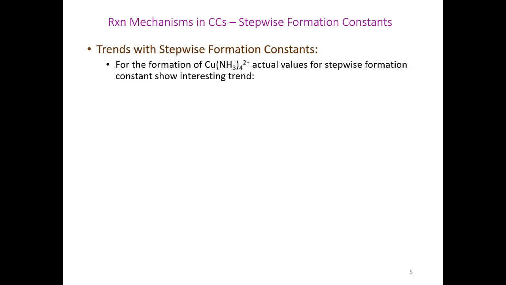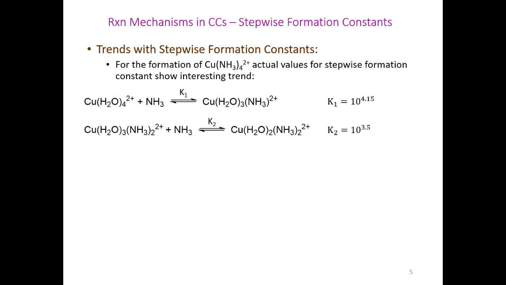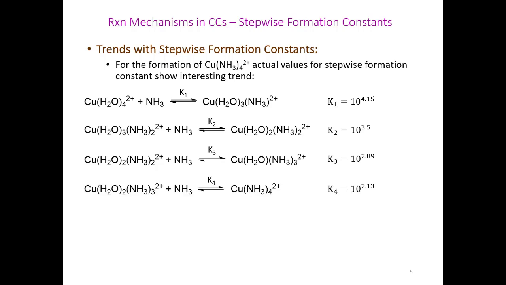So now we'll take a look at some of the quantitative values for the stepwise formation constants for the formation of tetraamine copper 2 from tetraaqua copper 2. The first stepwise formation constant has a value of 10 to the power of 4.15. The second formation constant, 10 to the power of 3.5. The third stepwise formation constant, 10 to the power of 2.89. And the fourth stepwise formation constant is 10 to the power of 2.13.